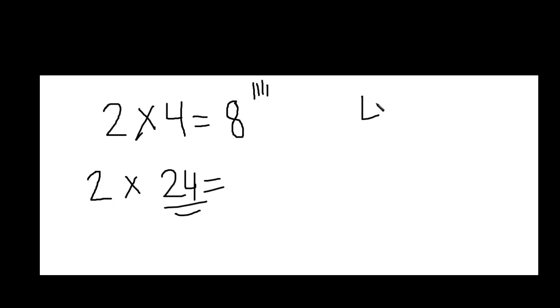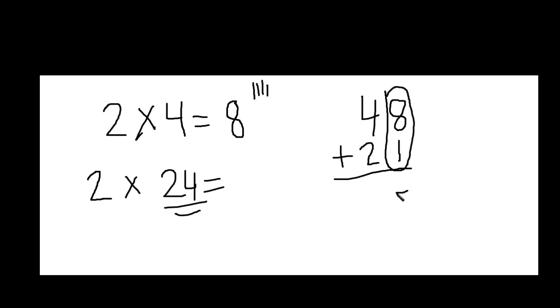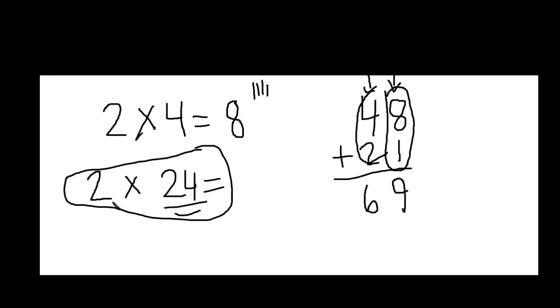Just like when you add 48 plus 21, you don't have to add 48 and 21. Instead, you add each column. You can do 8 plus 1, which is 9, and then you add 4 plus 2, which is 6. Just like you add each column here, you do the same thing when you multiply. You're not doing times 24, you're doing 2 times 2 and 2 times 4. Let me show you what I mean.